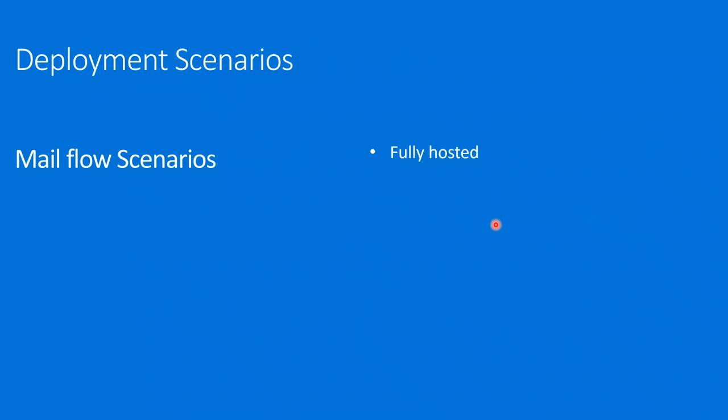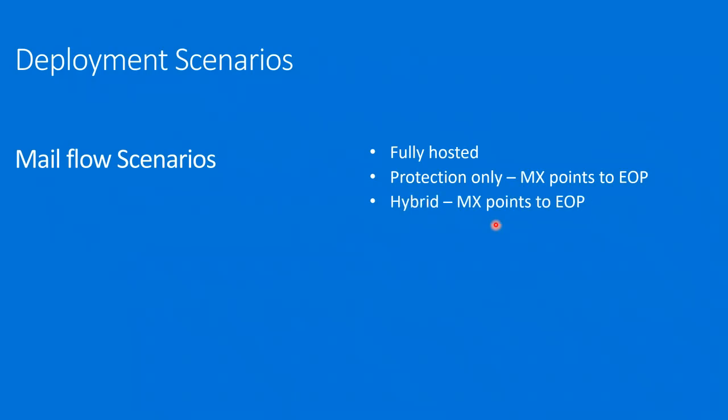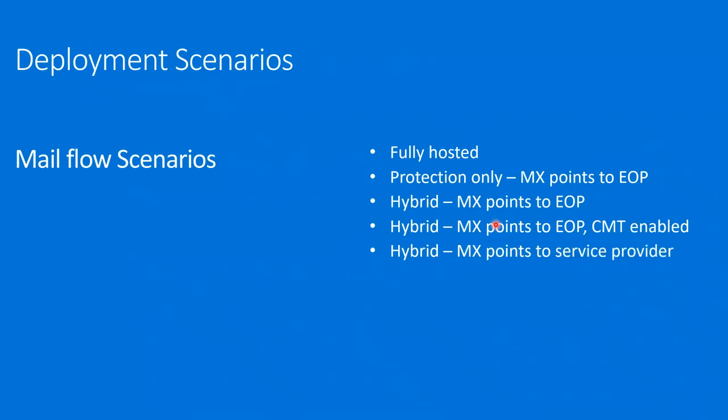First we'll see the mail flow scenarios when we have a fully hosted environment. Then we'll look into having only EOP. Then we'll look into how the mail flow works when we have a hybrid scenario, and with hybrid with centralized mail routing enabled, and when in hybrid we have the MX pointing to a service provider.